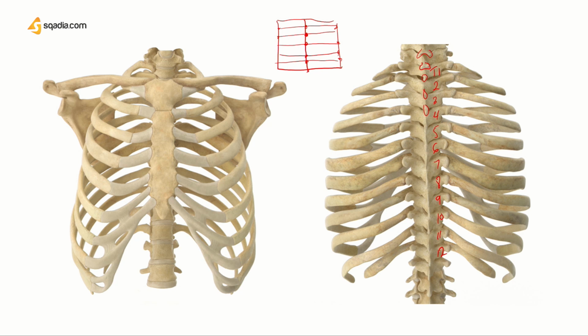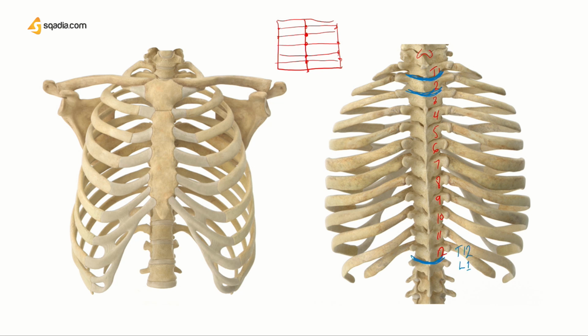So between each of these vertebrae, we have a joint. Okay, so now that we've outlined the thoracic vertebrae, let's start counting the joints. So here is the first joint. This is the second. And if we keep going down like this, this would be the 12th joint between T12 and the L1 vertebra.